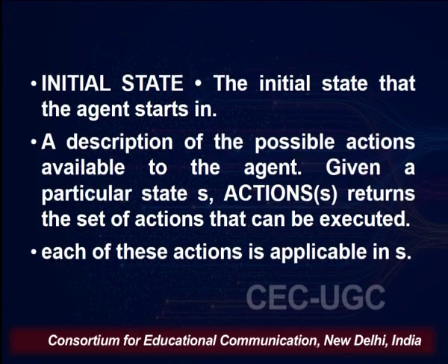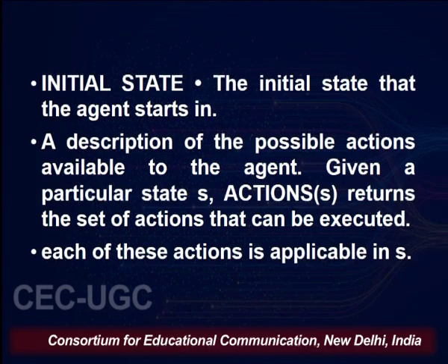Now, let me give you an example here. In case of a route finding problem, let us say there is a state A in which the agent is currently in. A is my initial state. From A there are 3 paths: one going to B, another going to C and a third going to D. These are the 3 paths. So, ACTIONS(A) returns the set of actions: move to B, move to C and move to D. Basically it is a description of the possible actions available to the agent at that particular time.